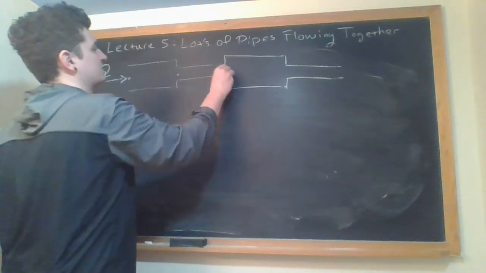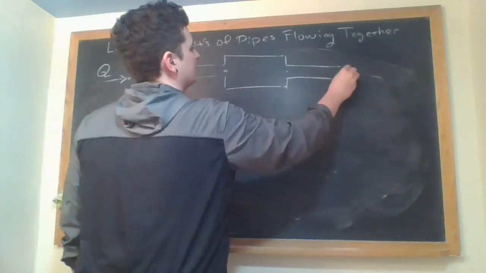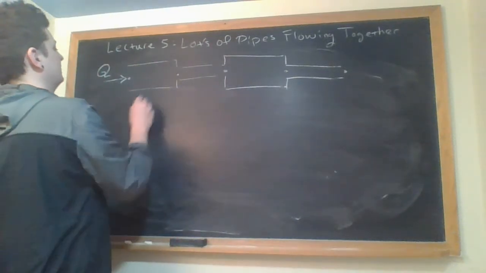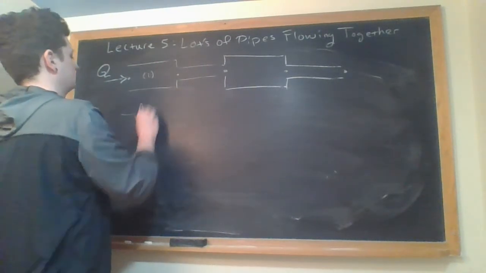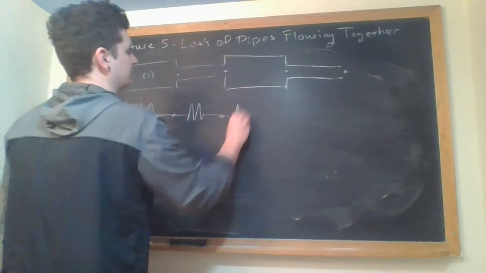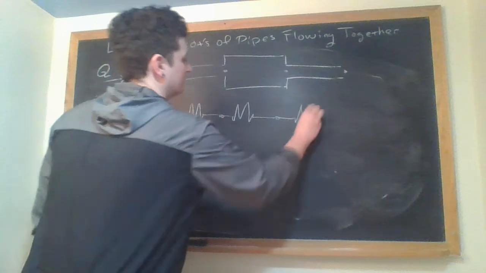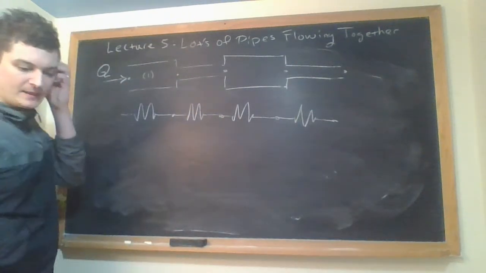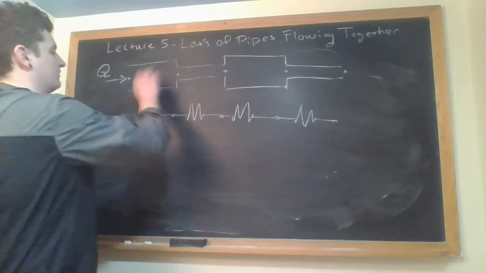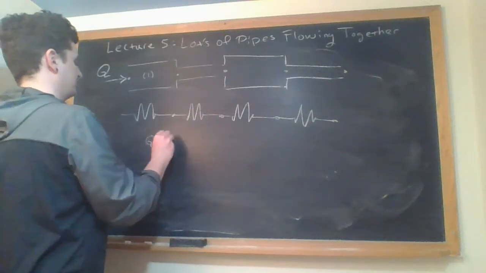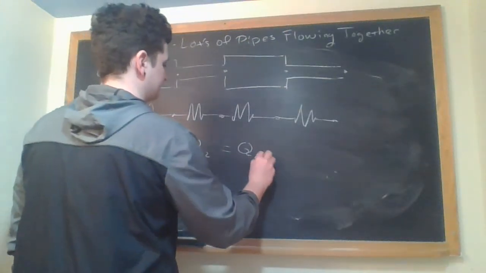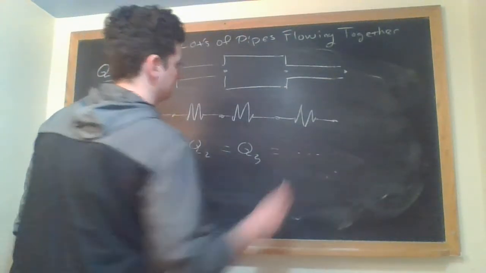Okay, so first we'll do the series, and it's pretty simple. But what we do is for each pipe section, you just write some resistor, sort of like this is what you're doing. Right, and then what we have is that all the flow rates have to be equal. So this one has to equal this one, has to equal this one, right, on and on and on.